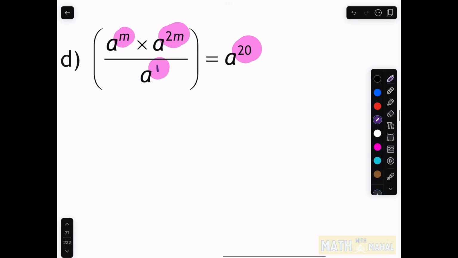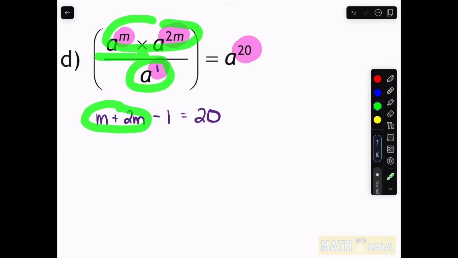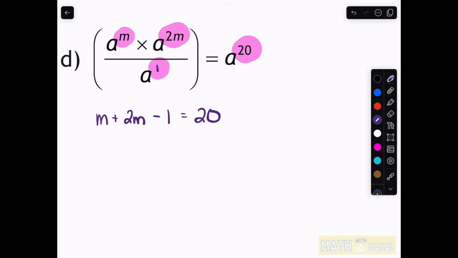So now what I'm gonna do is add them up. So I'm gonna say m plus 2m take away 1 equals 20. And again, just so we're clear, these two exponents have the same base, so we're gonna add them. This exponent has the same base, but it's underneath the division bar, so we're gonna take away, and the whole thing equals 20. So now I just go back and use my normal algebra rules.